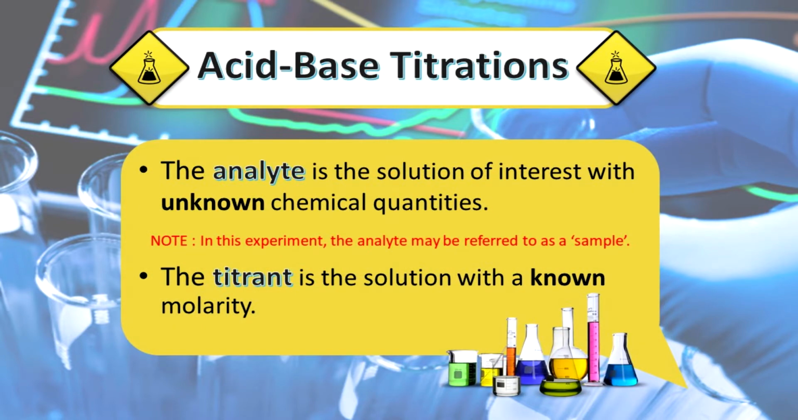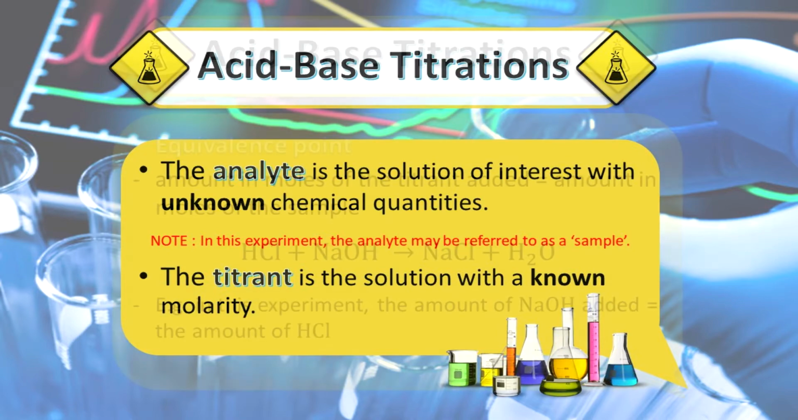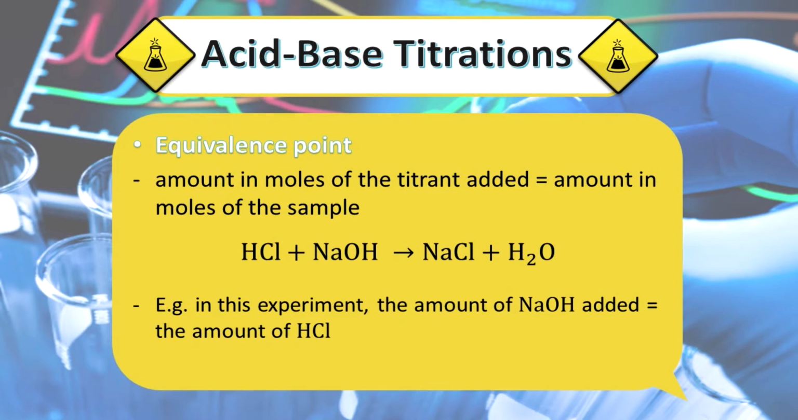The analyte, which may be referred to as the sample, is a solution which is of interest, while the titrant is a solution with known values. The equivalence point occurs when the number of moles of the titrant added is equal to the number of moles present in the sample.